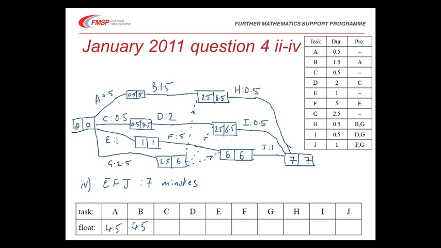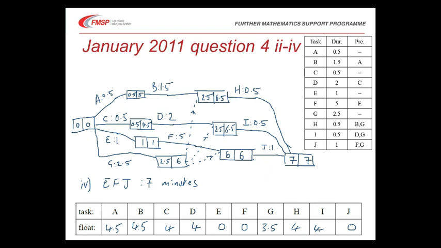Similarly, our float for C is 4. 4.5 minus 0.5 gives us 4 minutes to complete it in. And similarly, our float for D, 6.5 minus 0.5, 6 minutes to complete it in. It only takes 2. There's a float of 4. E is critical, as is F, as is J. Therefore, no float. G has a float of 6 minus 0, 6 minutes, 2.5 minutes to complete it in. So there's a float of 3.5 minutes. And similarly, H and I have floats of 4 minutes.